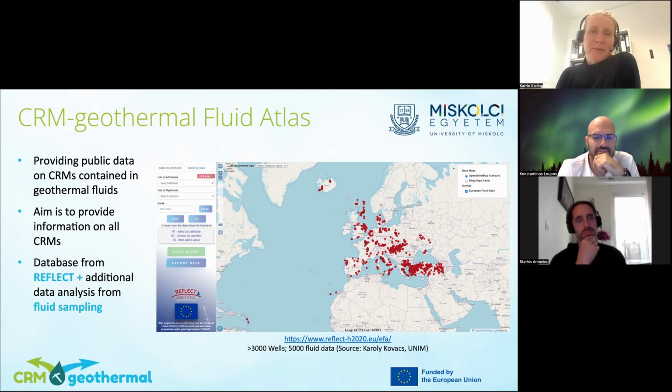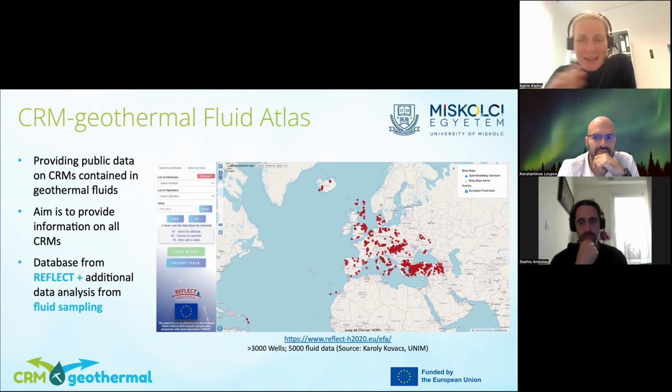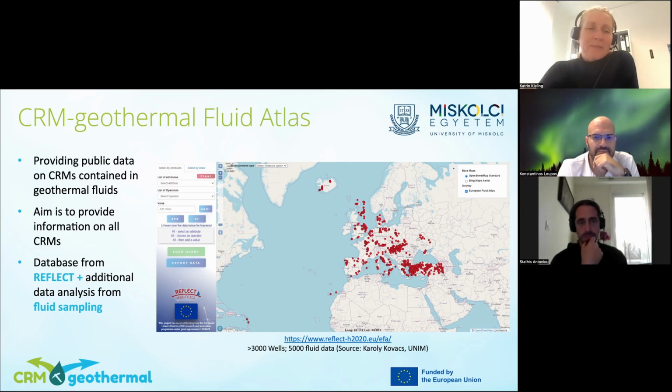So as I said, we are doing a screening of different geothermal fluids, and we are summarizing it in a fluid atlas. In this fluid atlas, we are providing the public data on CRMs contained in geothermal fluids. We want to really include all the different CRMs, so kind of the whole periodic table.